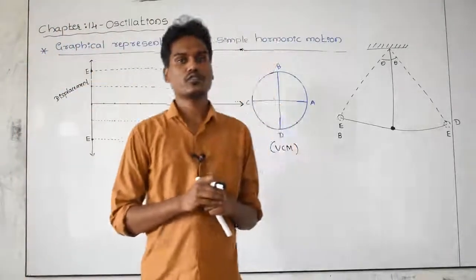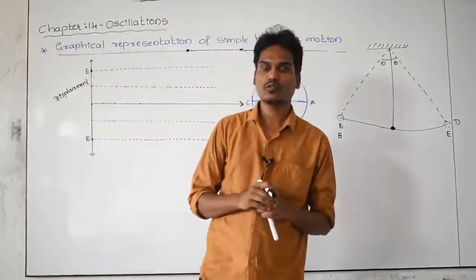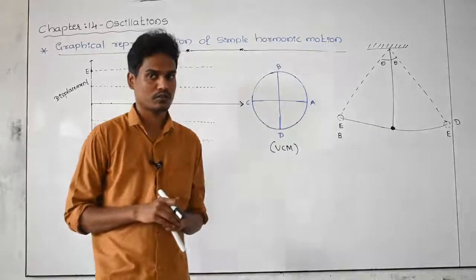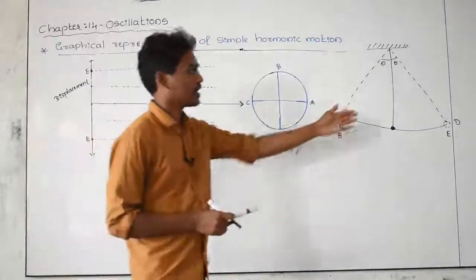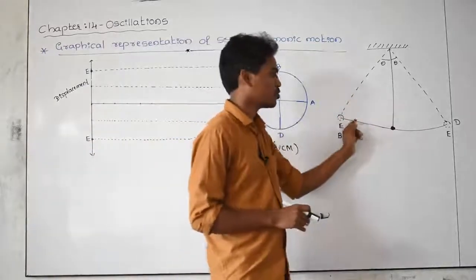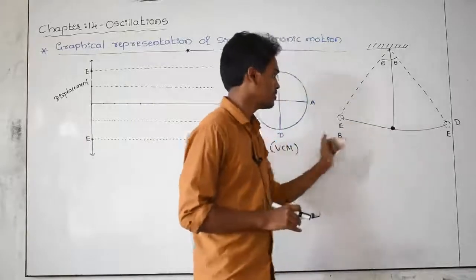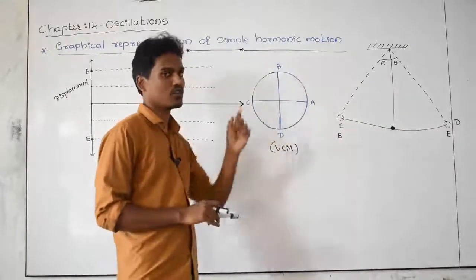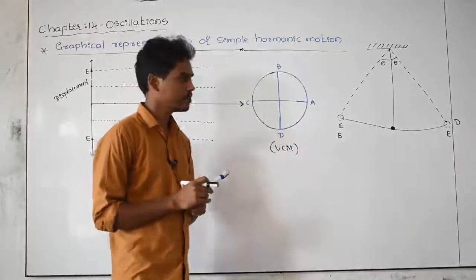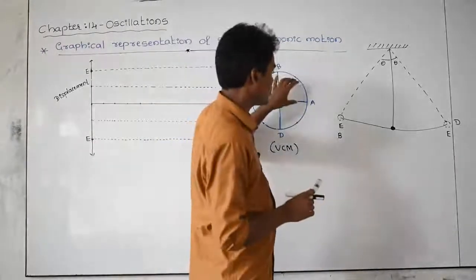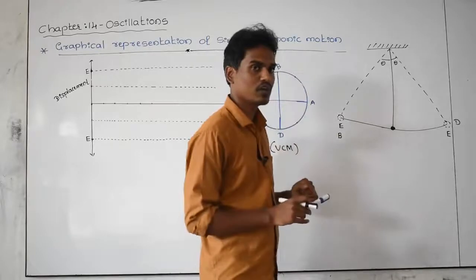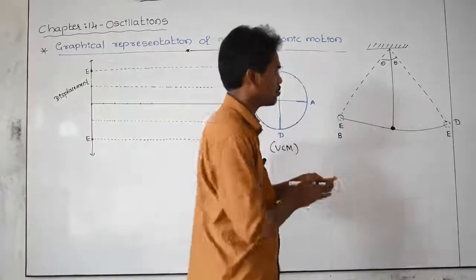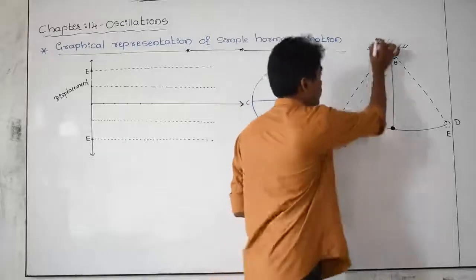Good morning students. Today we will discuss the graphical representation of simple harmonic motion. The diagram indicating a simple harmonic motion is almost a straight line, and this is a uniform circular motion. The body is moving in a circular path with constant velocity. With the help of uniform circular motion, we have to draw the graph for simple harmonic motion. This is simple harmonic motion.